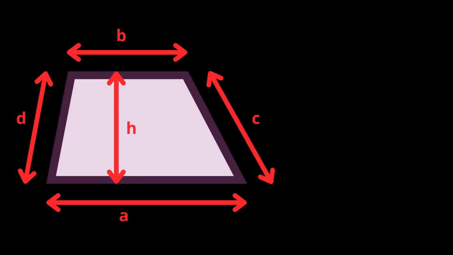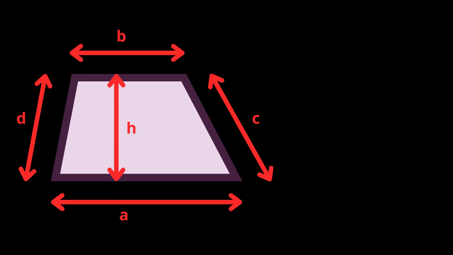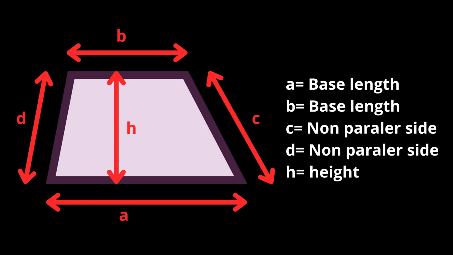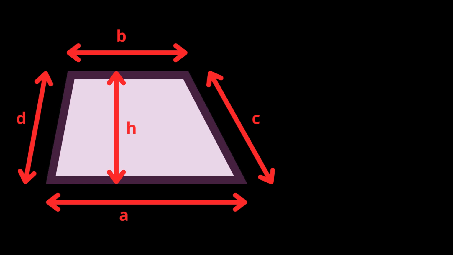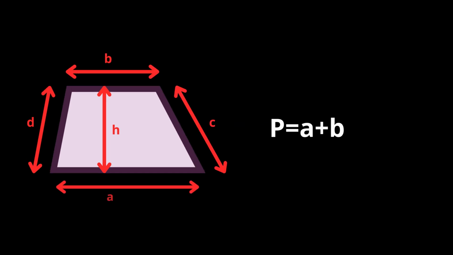How do we calculate the perimeter and area of a trapezium? To calculate the perimeter and area of a trapezium, trapezoid, you will need the following information: base lengths, the lengths of the two parallel sides, height, the perpendicular distance between the two parallel sides, non-parallel sides, the lengths of the other two sides, if needed for the perimeter. The formula for calculating the perimeter of a trapezium is and the area.